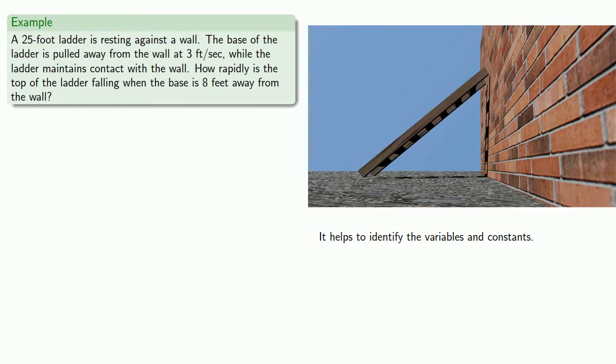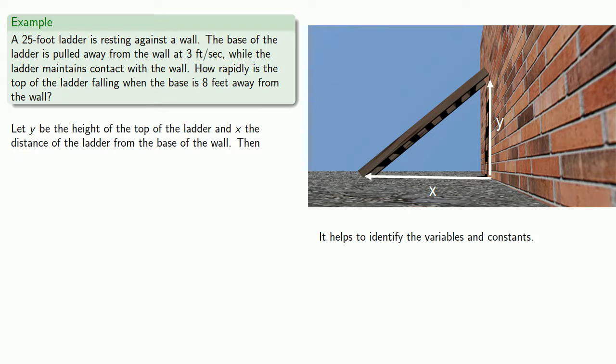So we see that the distance to the top of the ladder and the distance to the base of the ladder from the wall are variable quantities. So we need to represent them as variables. Let y be the height of the top of the ladder and x be the distance of the base of the ladder from the wall. And we'd like to find some relationship between these variables and maybe some other things.